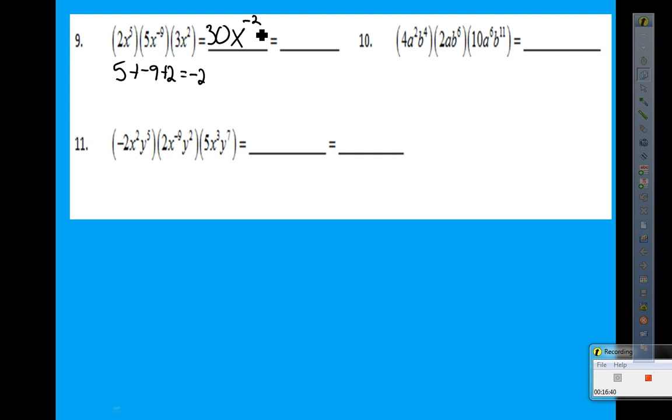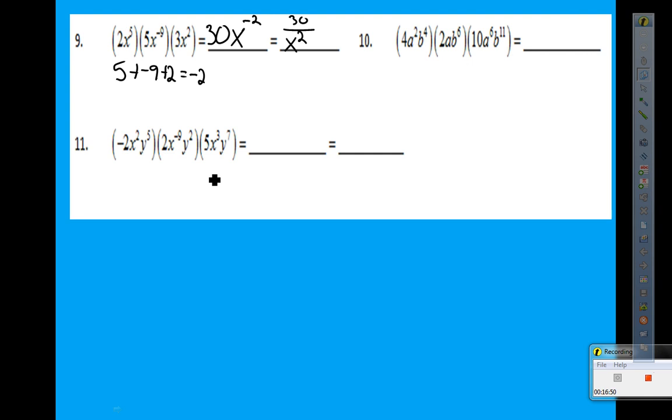Well, now I got a negative exponent, so I got to get rid of that negative exponent. So this becomes 30 over x squared. We're going to do so many of these that as soon as you say a negative, you're going to go straight to the answer.